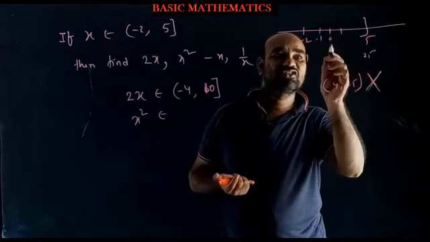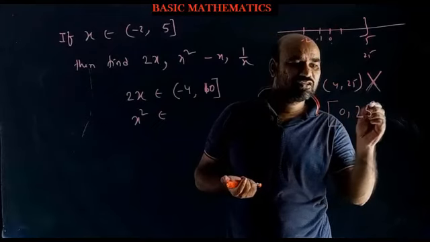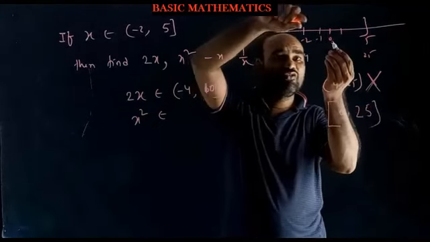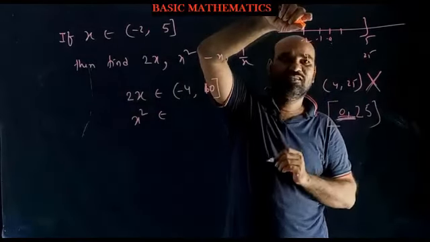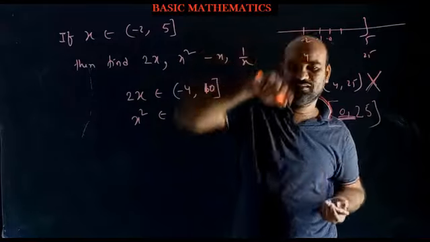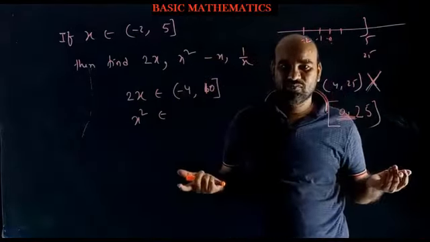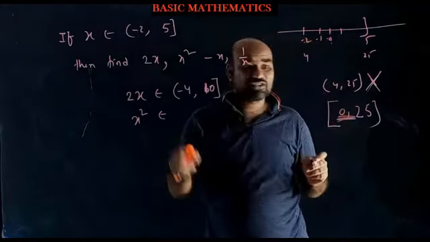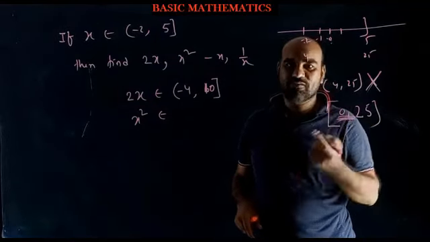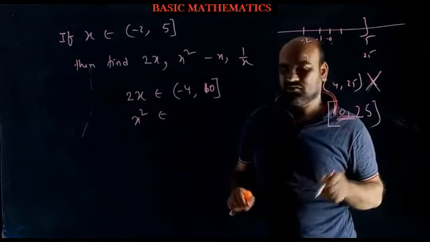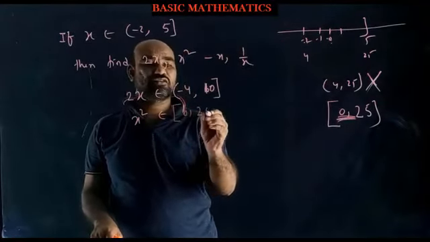So what is the correct answer? 0 to closed 25. So 0 to -2 square numbers are all involved here only. So 0 to 25 numbers are also involved here. 0 to -2 square numbers and 0 to +2 square numbers are same. That's why actual x square is closed 0 to closed 25. Closed, why I used closed? 0 will be, no? Understood? Okay. So x square belongs to closed 0 to closed 25.